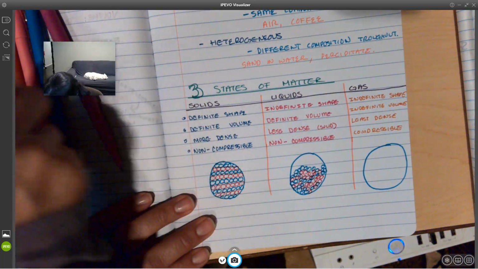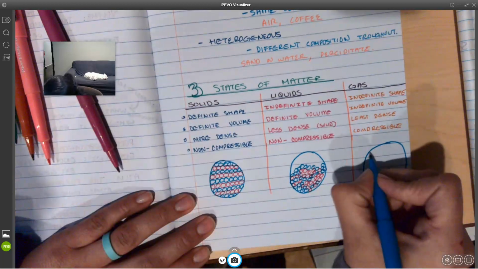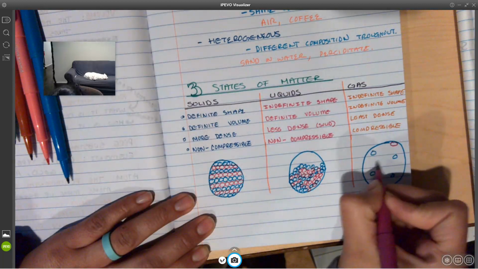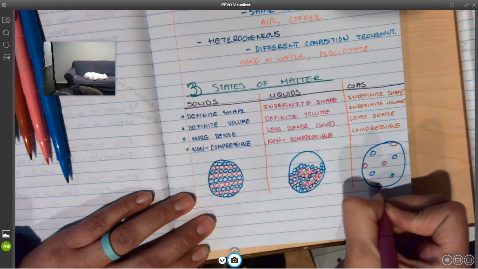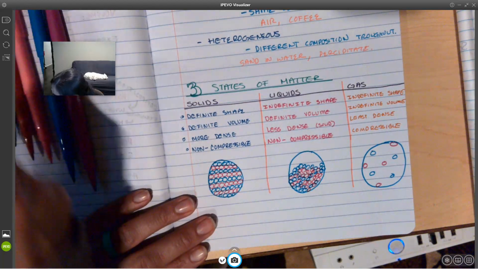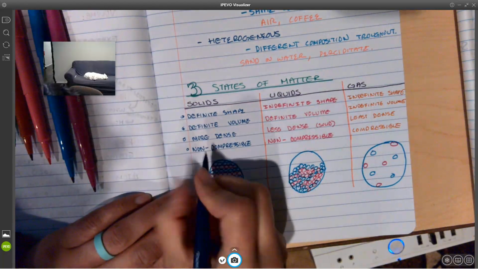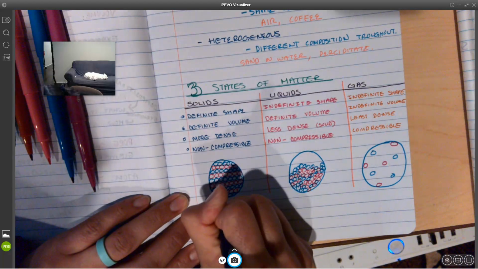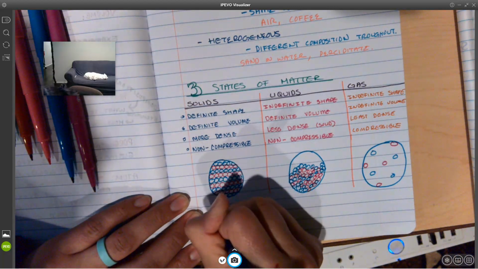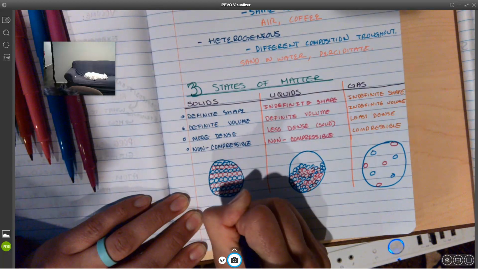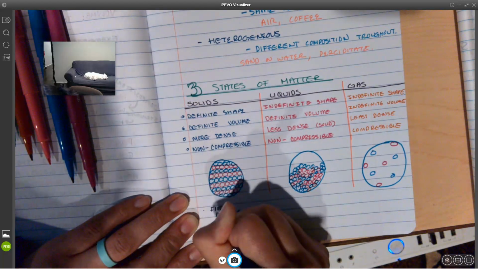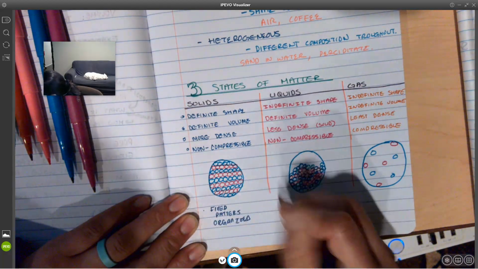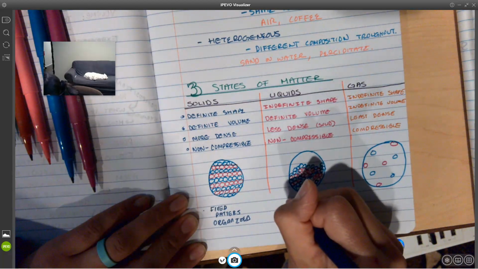So the last one we have is going to be gas molecules. And gas molecules are free to move and they like to stay away from each other. So all of these little circles, they represent atoms. These have fixed patterns, organized. These ones right here, no fixed pattern.